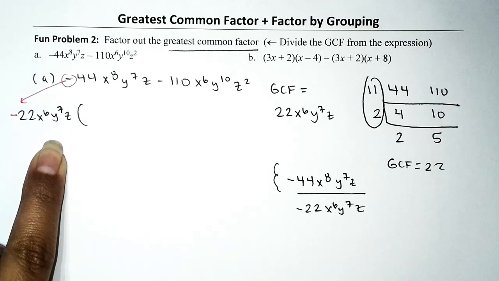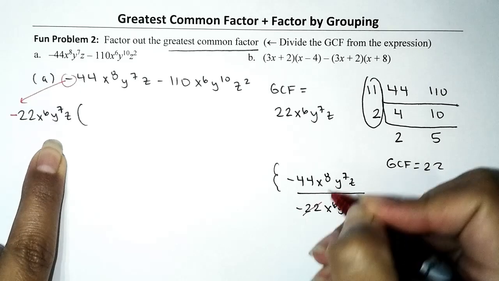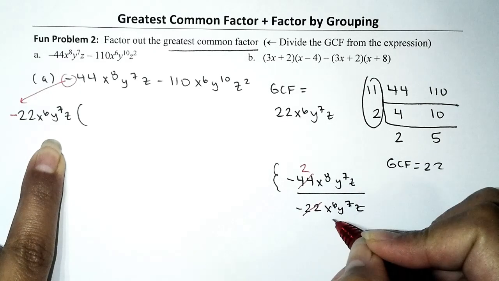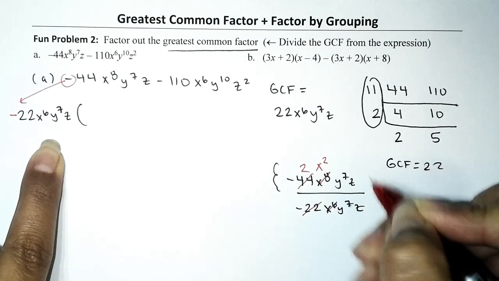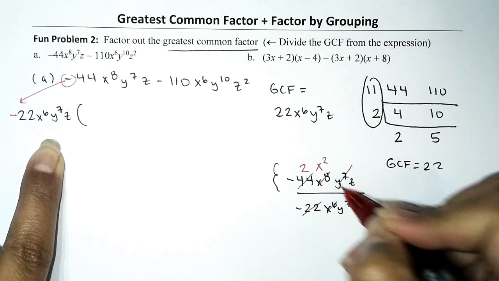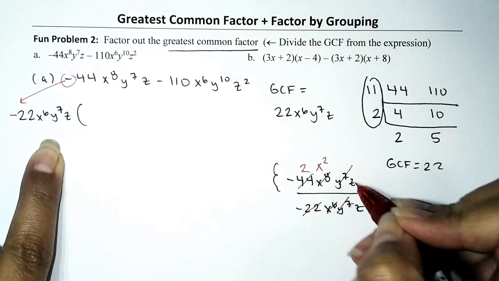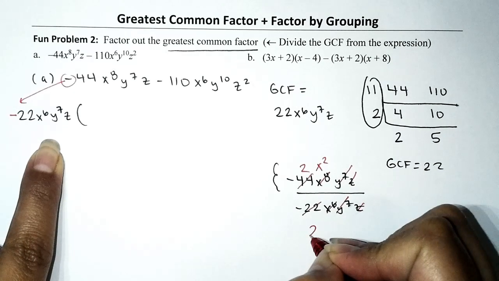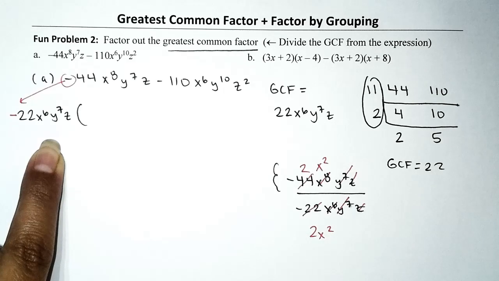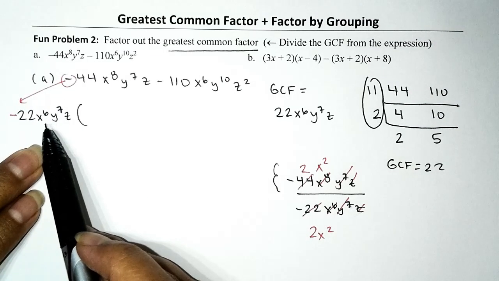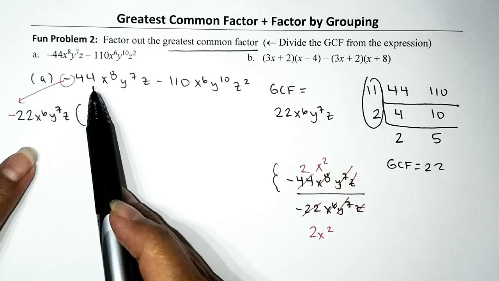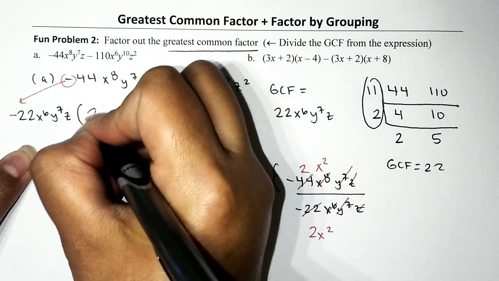So negative 22 goes into negative 44 exactly 2 times. The quotient of the x's will leave us with x squared. The quotient of the y's, they cancel out. And the quotient of the z's, they cancel out. So that will leave us with 2x squared. Pretty much this is the behind the scenes. If you don't need this, then I don't need this. So the GCF goes into the first term exactly 2x squared times.